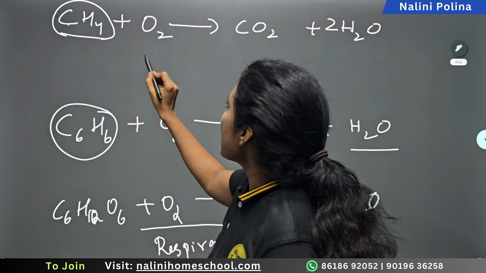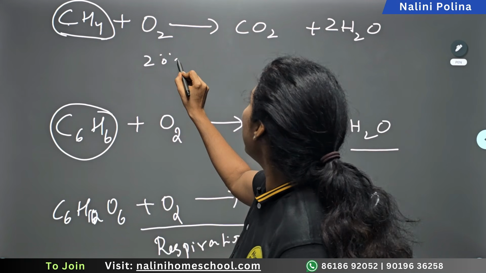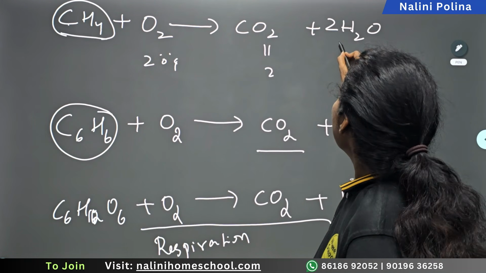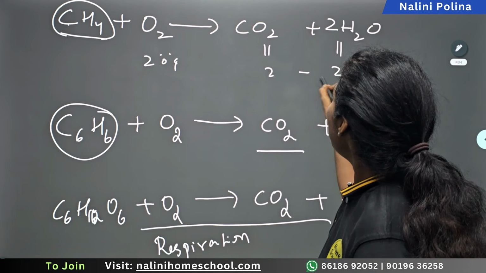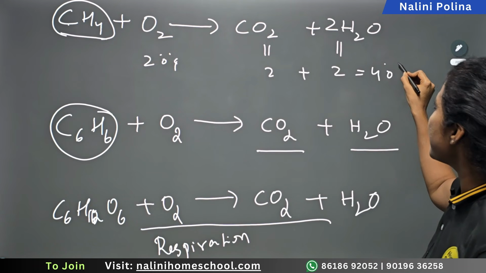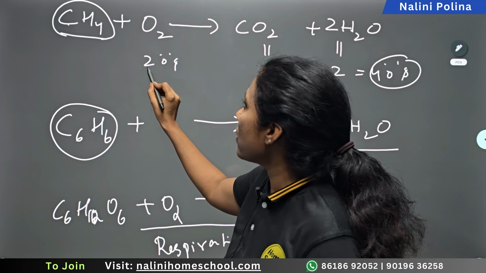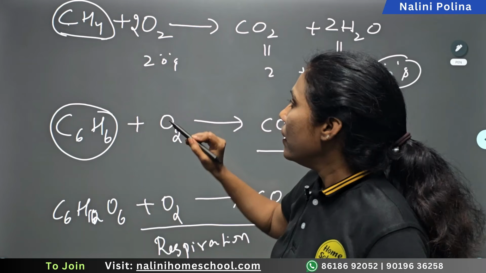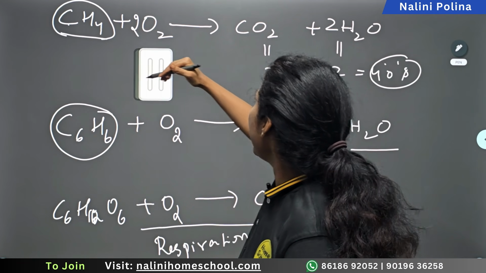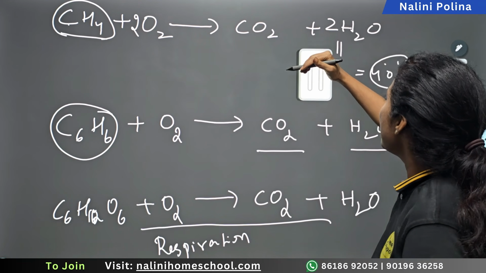And now you will see oxygens. 2 oxygens here, and this fellow is giving 2, this fellow is giving 2. So 2 plus 2, total 4 oxygens this side. You have to make 4 oxygens here, so you will put 2. So this is a very simple reaction to balance, no complications involved.